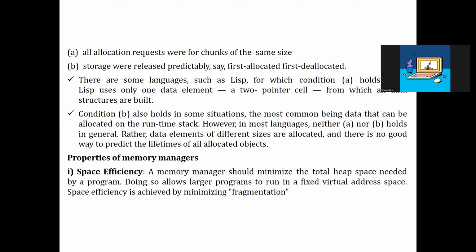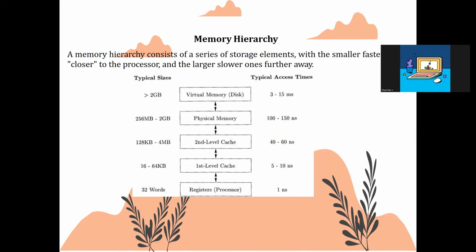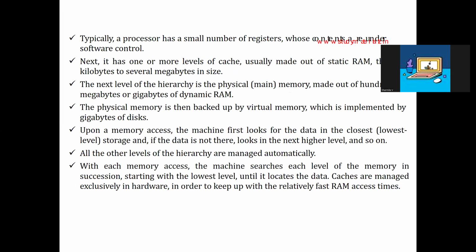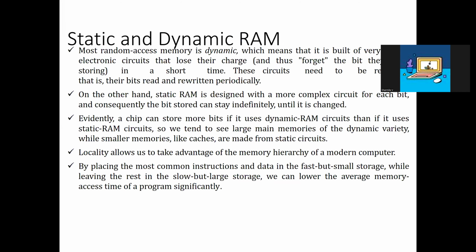The properties of the memory manager are space efficiency, program efficiency, and low overhead. The memory hierarchy consists of virtual memory, physical memory, second-level memory, first-level memory, and the registers. Typically, how many kilobytes, how much RAM is allocated, what the main memory is, how many gigabytes of RAM, and what virtual memory space is allocated. The overall hierarchy is managed automatically, with temporal locality and spatial locality. Programs often contain instructions that never execute. And what is dynamic and what is static RAM.